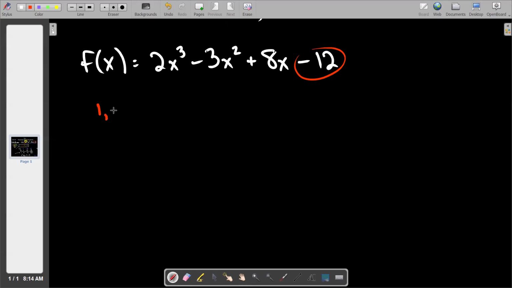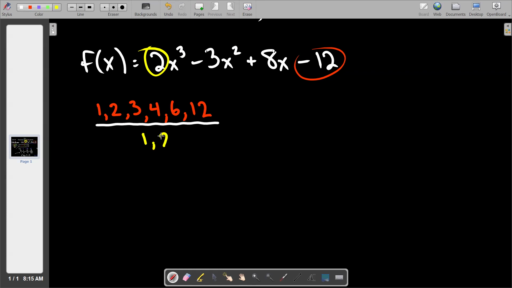1, 2, 3, 4, 6, and 12. The number in front is a 2. And the factors of 2 are 1 and 2. Fractions are now in play.